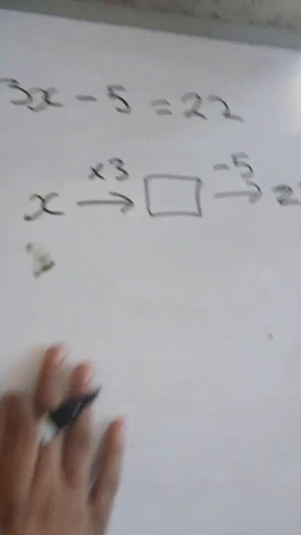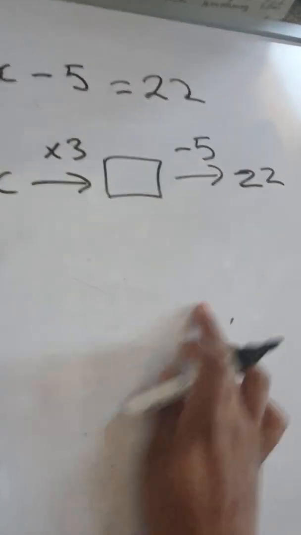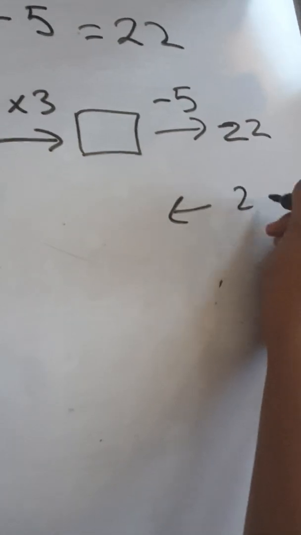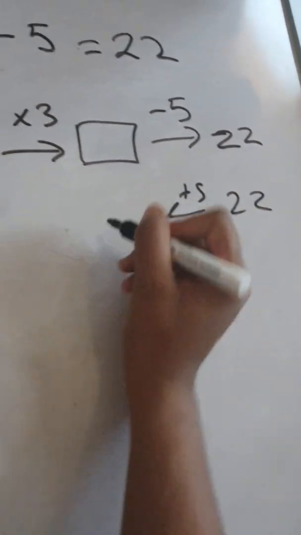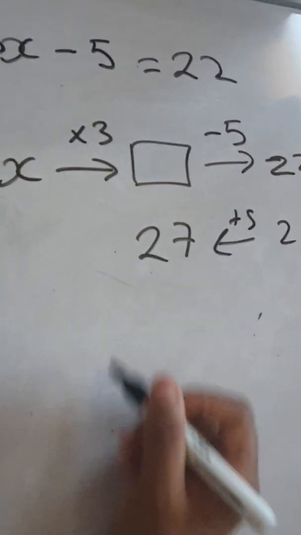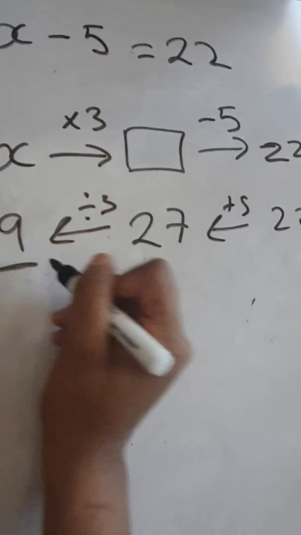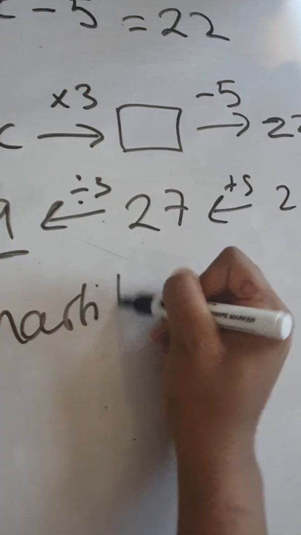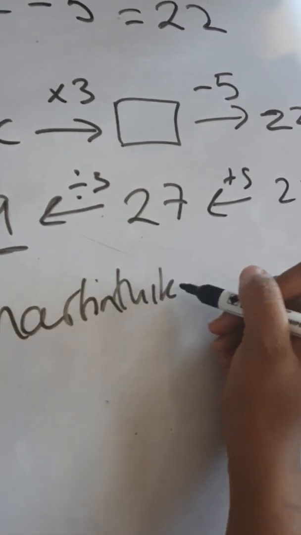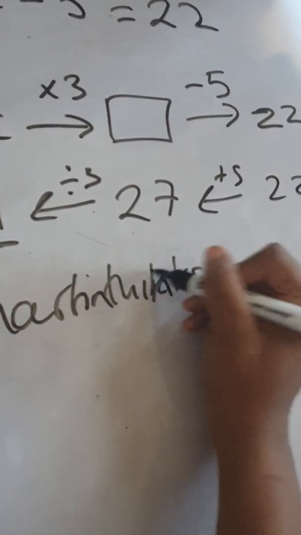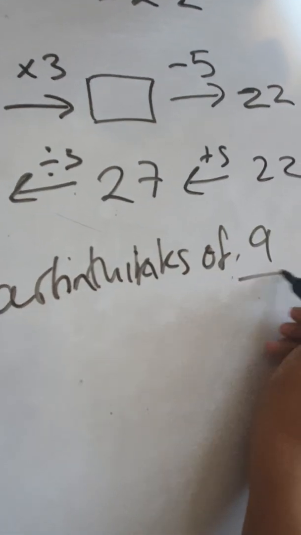Now, we're all really good at the function machine way, so I'm going to show you this way. If I'm going backwards from 22, I need to add 5. If I add 5, I then have 27, and then I need to divide by 3, and that will give me 9. So Martin thinks of 9. We're all really good at those ones.